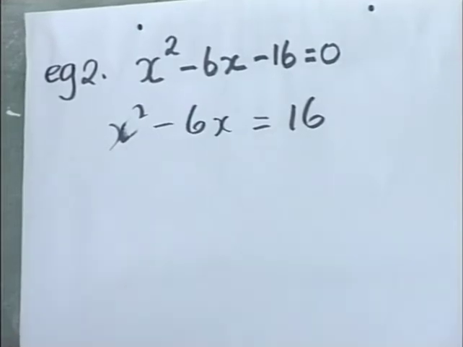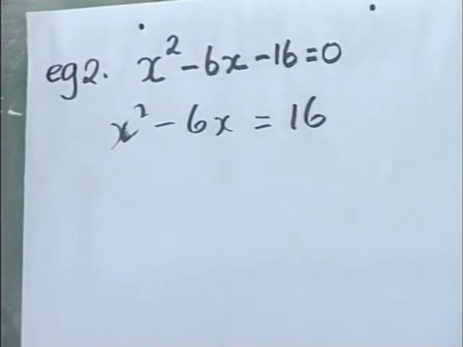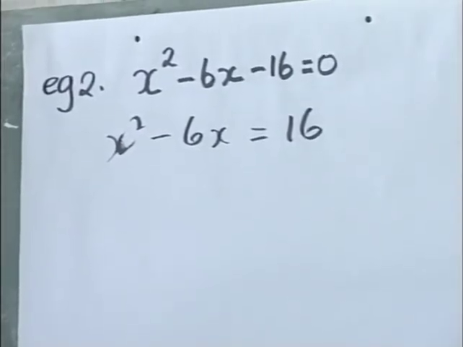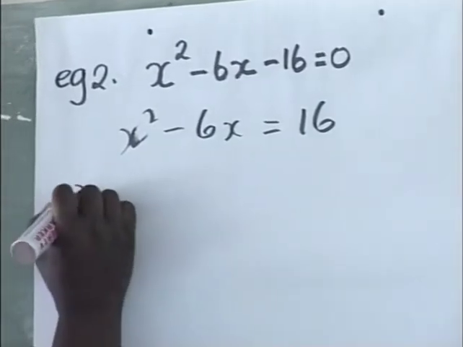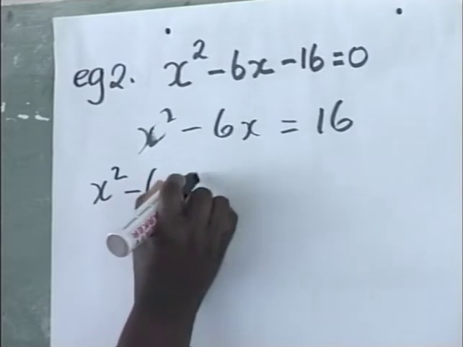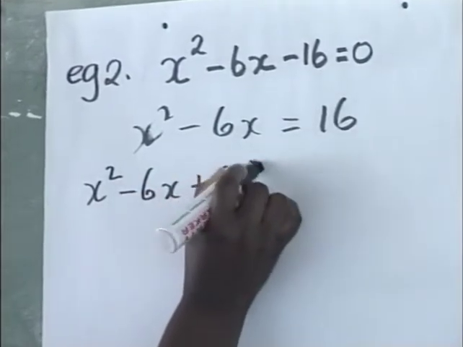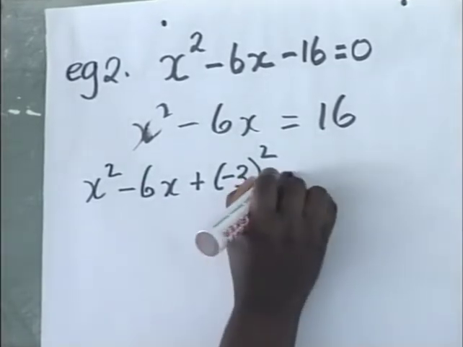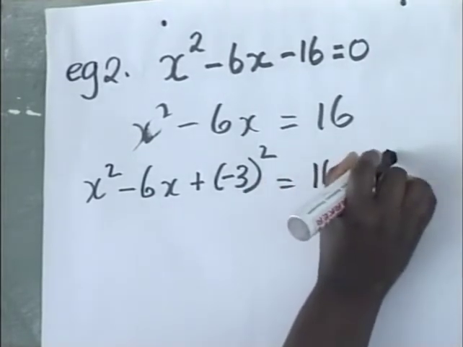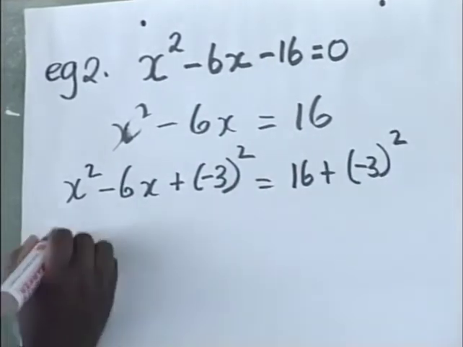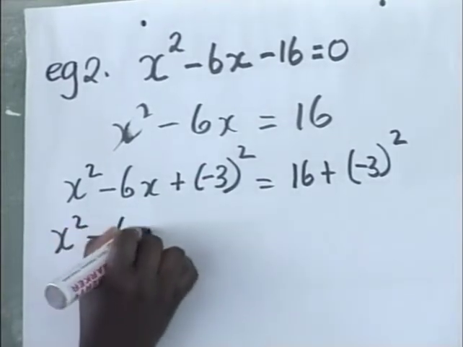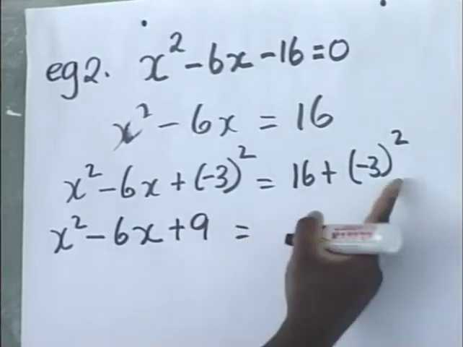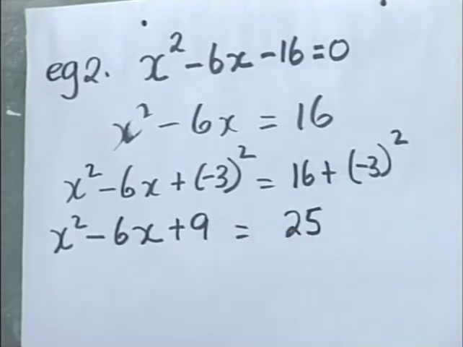After this point, you have to complete the square. We get half of negative 6, which is negative 3. And then we square negative 3 and we add it on both sides of the equation. So x squared minus 6x plus the square. Sorry, half of negative 6 is negative 3 and I square negative 3. I also have to add it on the other side. So this is now x squared minus 6x plus 9 equals 16 plus 9, which is 25.